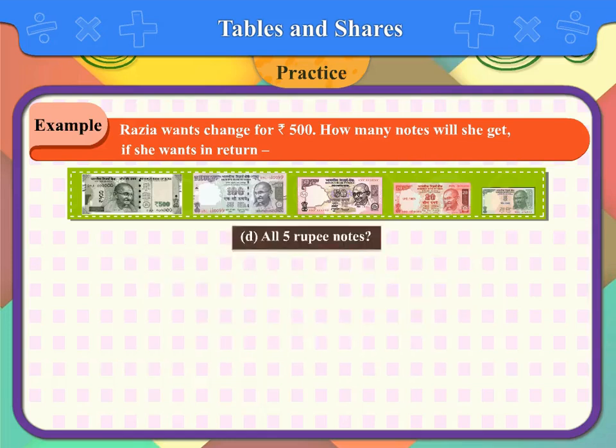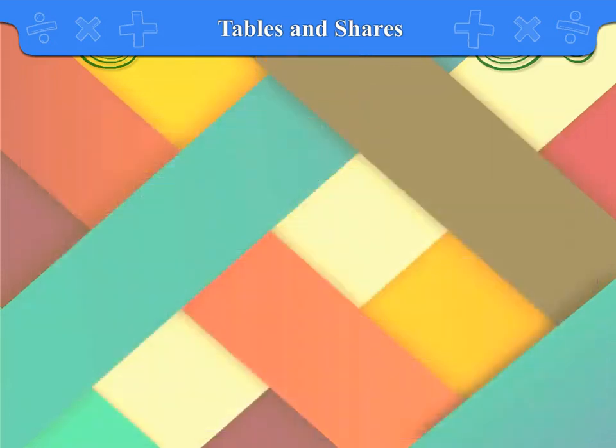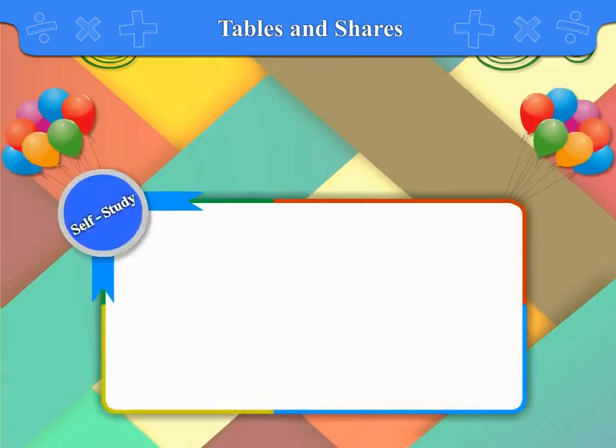D. All 5 rupee notes. If all the notes are 5 rupee notes, then the number of notes will be 500 divided by 5 is equal to 100. So, she will get 100 5 rupee notes. Self-study.